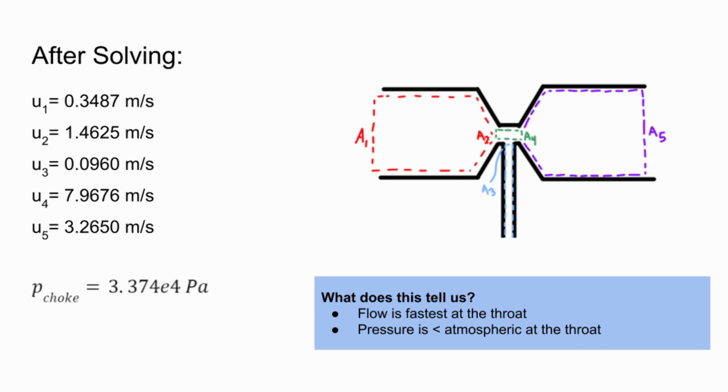Our analysis tells us that flow is fastest at the throat. This makes sense based on what we learned about rocket nozzles and the area-Mach relationship. Area is smallest at the throat, and velocity is the fastest there. It also tells us that pressure at the throat is less than atmospheric pressure. This relates to the Bernoulli equation, which tells us that as velocity increases across a streamline, the pressure must decrease.